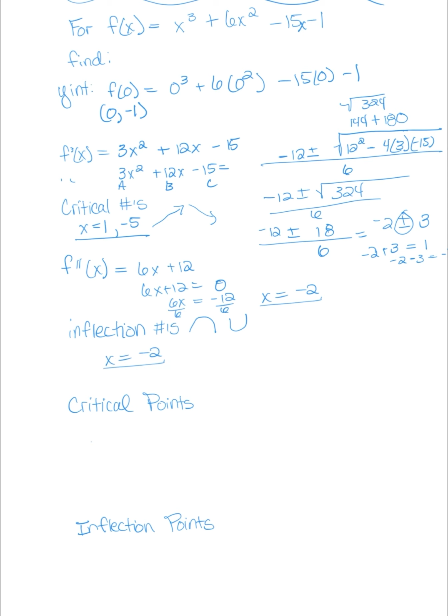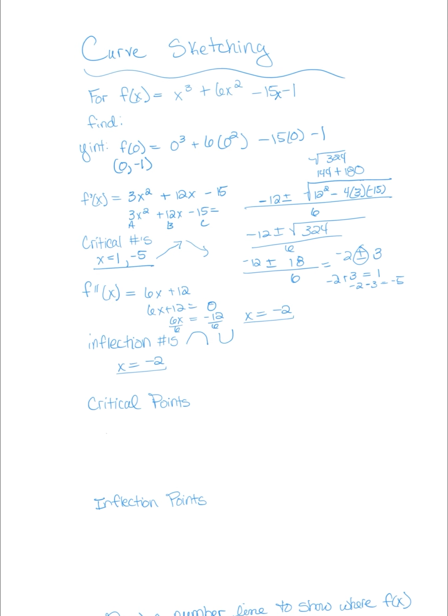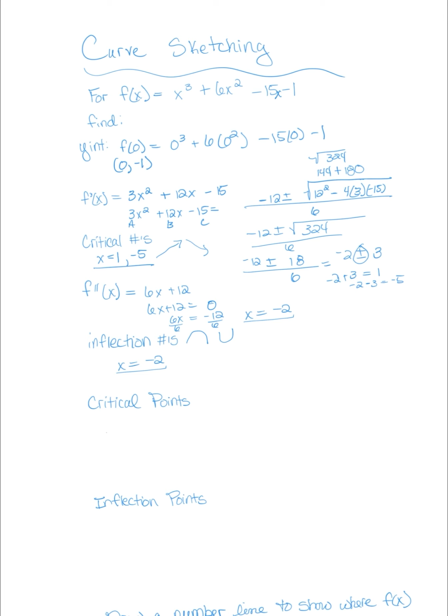Okay, and then we want to know our critical points. Well, right here we have critical numbers, but in order for it to be a point, we have to have a corresponding y value. And how you get that is you plug these numbers back into the original function up here. So let's do that. I'm going to use synthetic division to do this because I think it's just easier than plugging everything in. Now for 1, it's easy to just plug 1 in, right? We'll have 1 cubed plus 6 times 1 squared minus 15 times 1 minus 1.